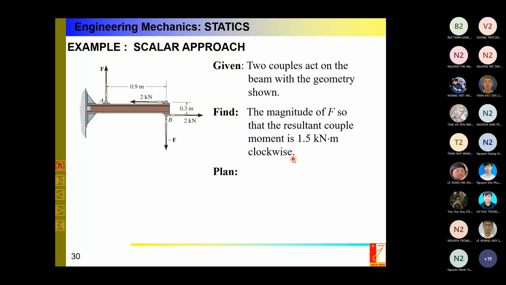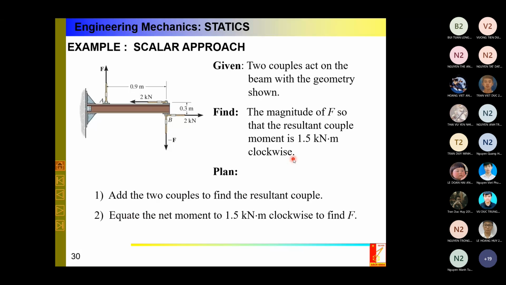Okay, we will have a plan. First thing, because I have two couples, I will calculate the resultant couple. After that, because I have one force F, not in numerical value, I equate it, and then I can find force F. Okay, do it. You are waiting.